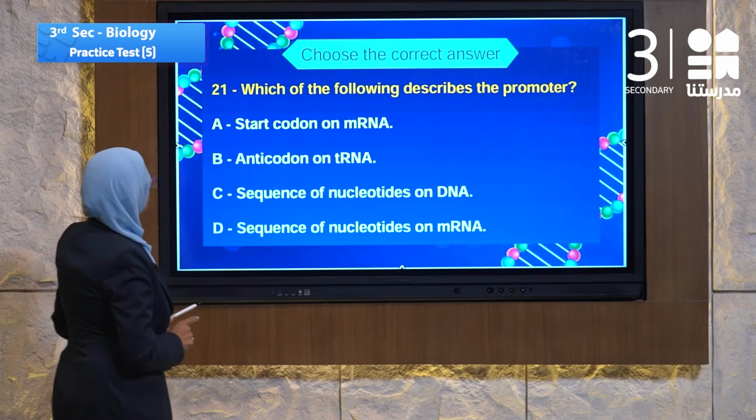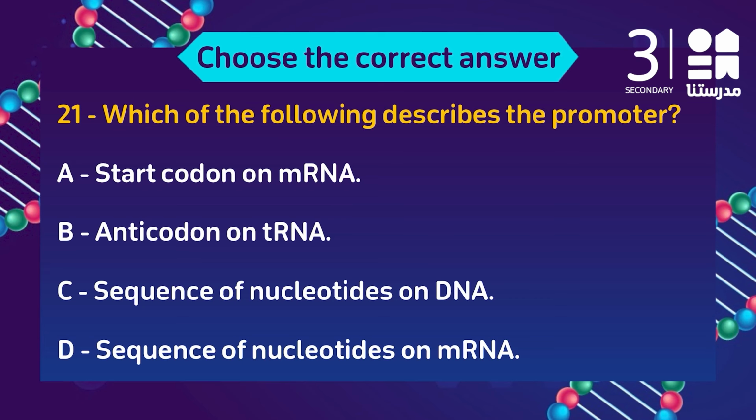Let's go to question number 21. Question number 21 speaks about the promoter. Which of the following describes the promoter? A, start codon on messenger RNA. No, it's not found in messenger RNA. B, anticodon on transfer RNA. No, it's not found at RNA.